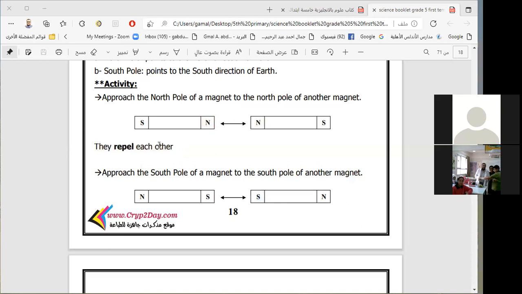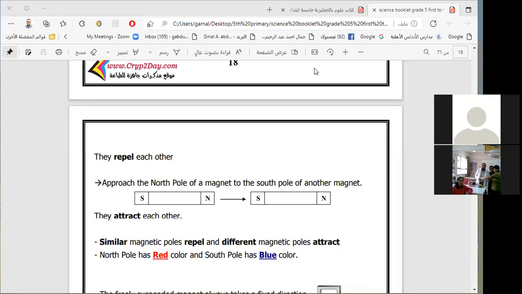Now we can go if we have two different poles. If we have one south pole and the other one is a north pole, what will happen? Do they attract or repel each other? I will see your answer on the chat. They will attract. Very good, Yahya. Very good, Malik. Very good, Ammar. So if we have unlike poles or different poles, they will attract each other because they are different or unlike. So the rule here: the unlike poles attract each other, or the different poles attract each other.